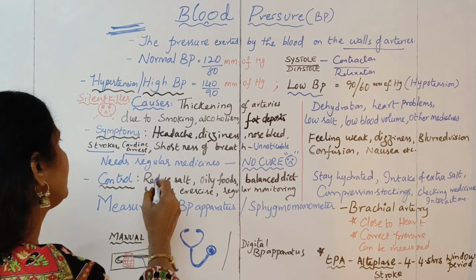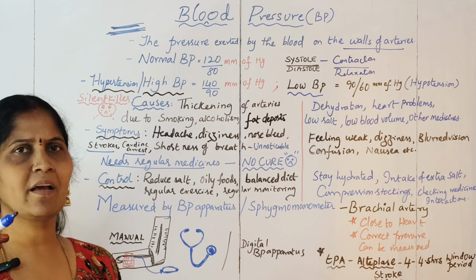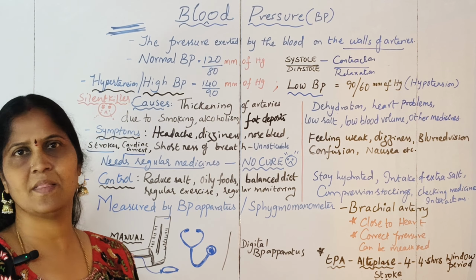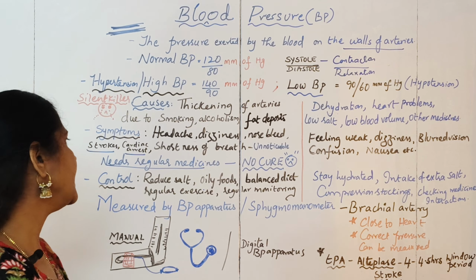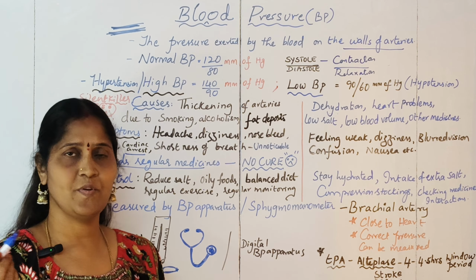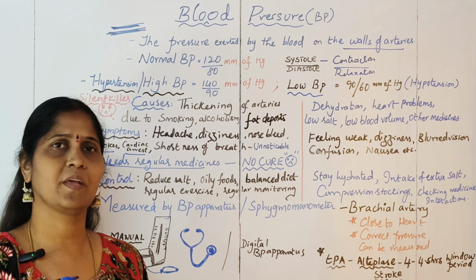In order to reduce that, people need regular medicines. They have to take regular medicines on time, because there is no cure for high BP. Then how to control it? Can we control it? Yes, obviously any disease can be controlled in most cases.